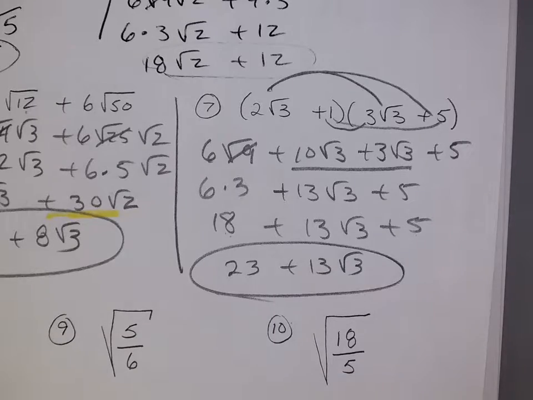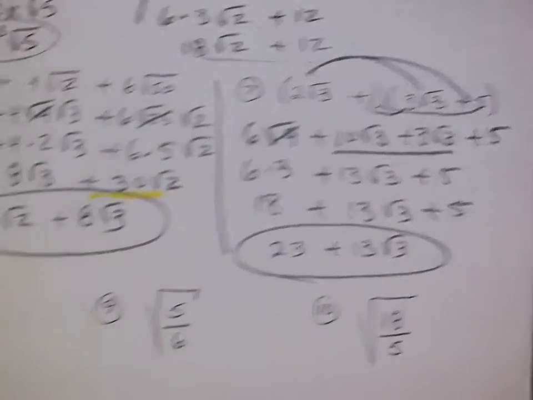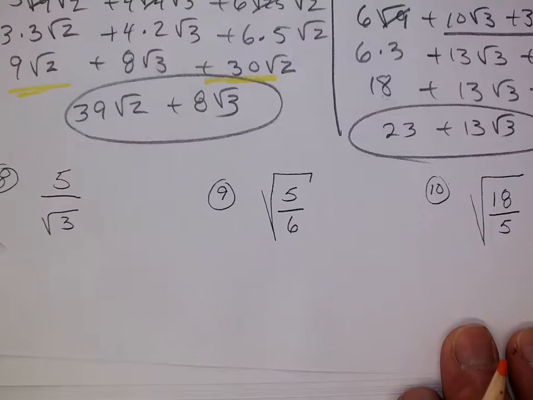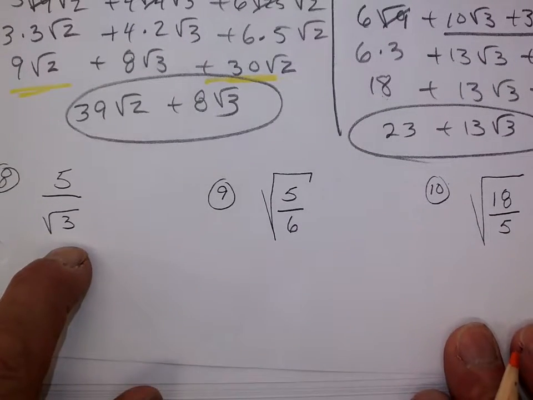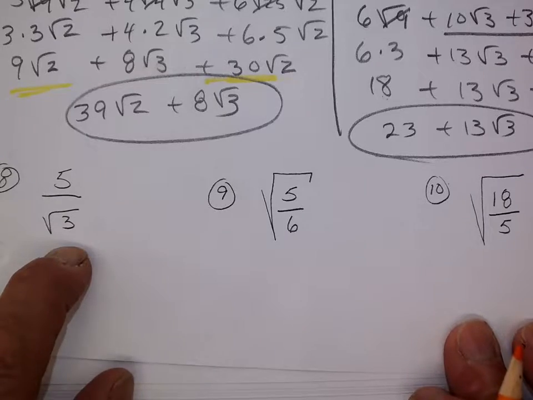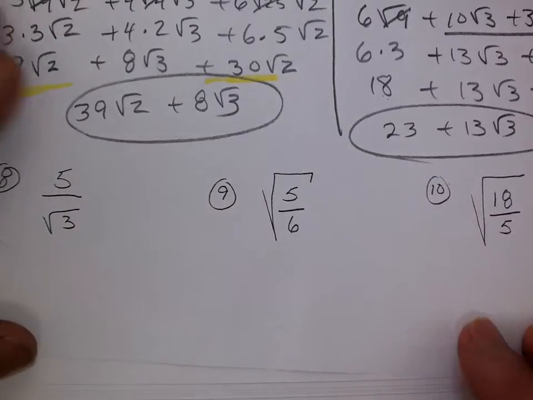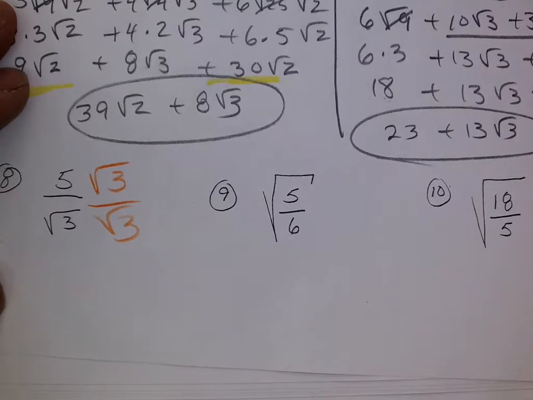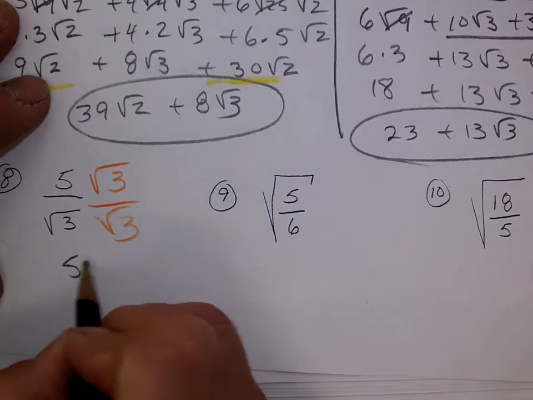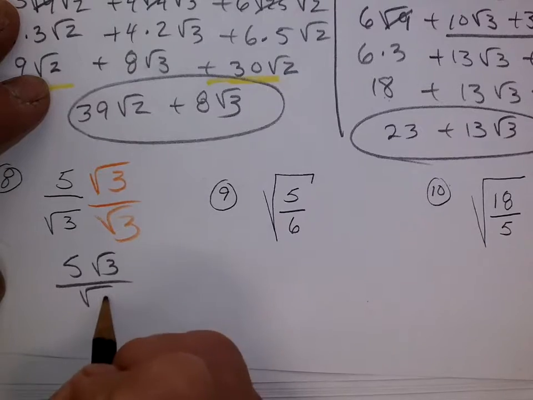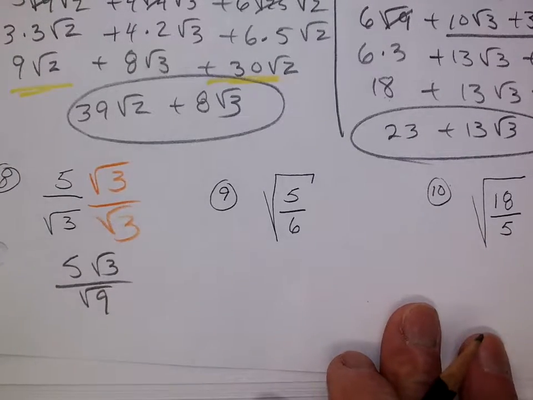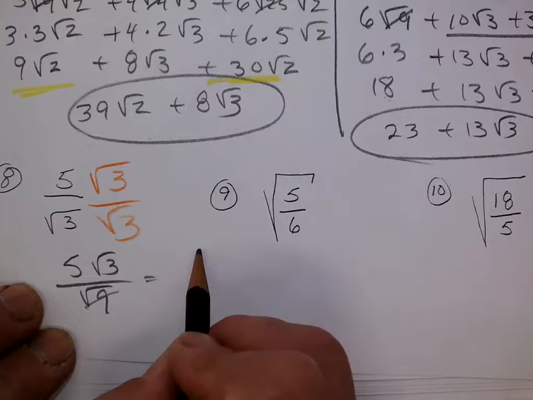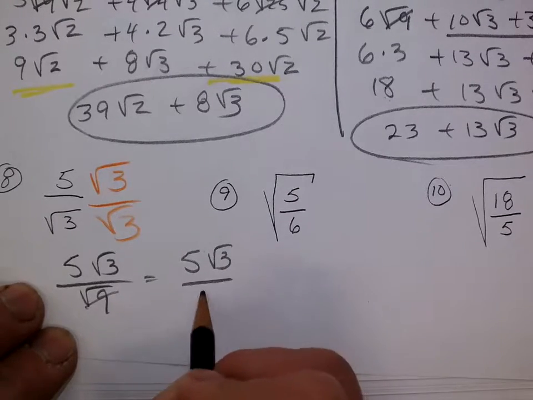Okay, now, number 8. So, number 8, we learned this yesterday. So, we have a square root at the bottom. The rule is you can't have a square root at the bottom, so you fix the problem with the problem. So let's multiply by the square root of 3, right? Which is going to give me 5 square roots of 3 over the square root of 9, right? But the square root of 9 is 3, so we're going to get 5 square roots of 3 over 3.